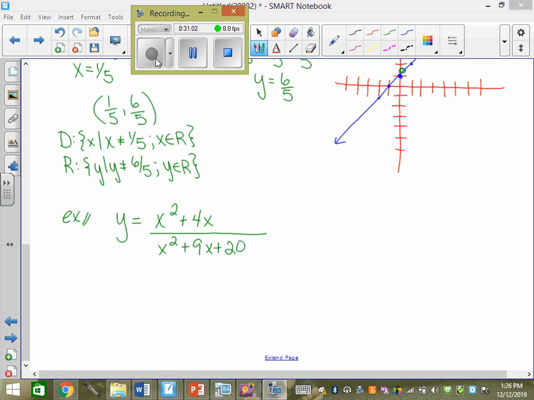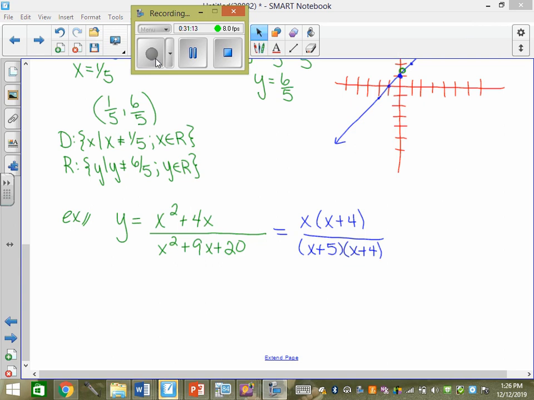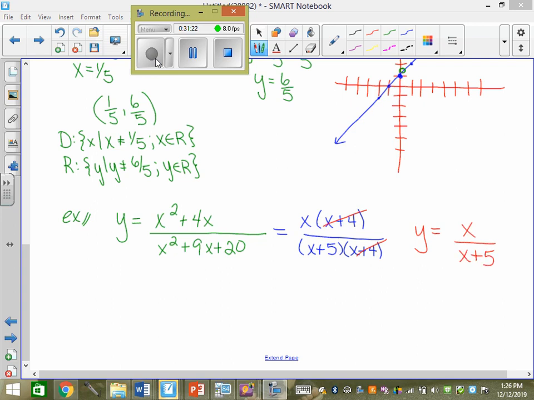Try it out. So this one has a GCF of x. You're left with x plus 4. This one you get x plus 5, x plus 4. Okay, so the x plus 4s cancel, just like factors canceled before, right? So now my reduced equation is y equals x over x plus 5. The last one, my reduced equation was a line. So I drew the line and then I put an open dot in it, correct? This one, my reduced equation is a rational. So I'm going to draw a rational with an open dot.